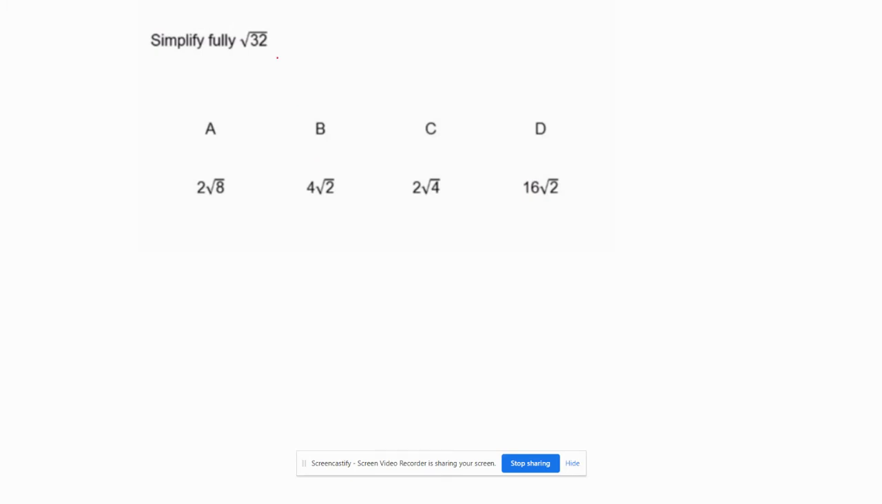Right, starting with this one. So simplifying root 32. What we need to do when we're simplifying a surd is look for a square factor. So you might spot that 32 is made up of 4 times 8. So you might be writing this 4 times 8. And then you'd simplify the square root 4 to get 2 root 8.